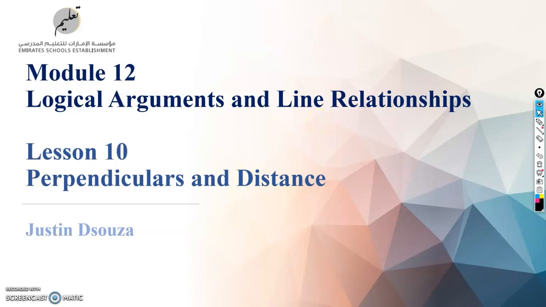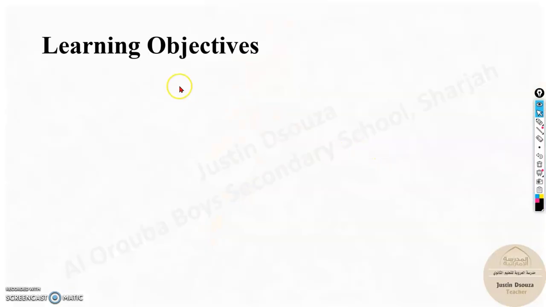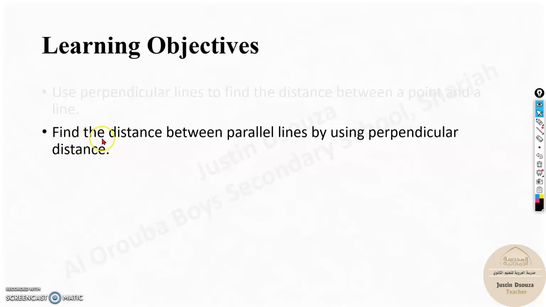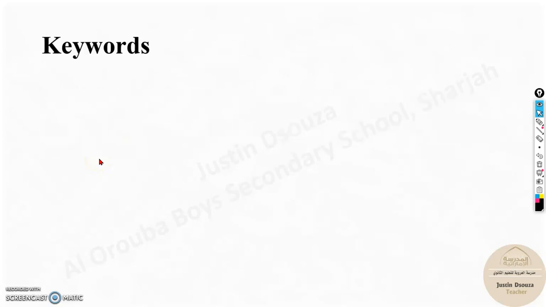The last lesson in Module 12 is lesson 10, that is perpendiculars and distance. The learning objectives of this lesson are to use perpendicular lines to find the distance between a point and a line, and then to find the distance between parallel lines using perpendicular distance. We will move on to the first objective, but before that we will see the keywords: perpendicular, equidistance.